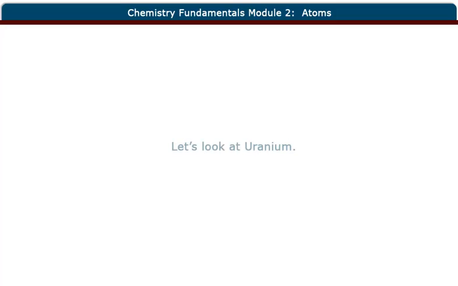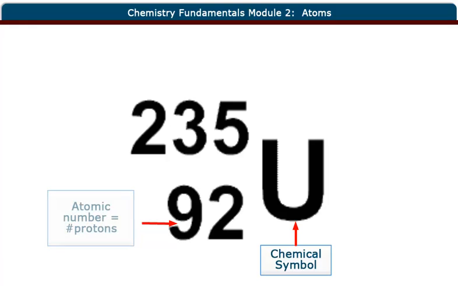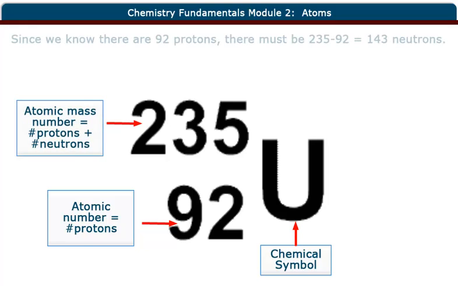Go ahead and find the element uranium on your periodic table. The chemical symbol for uranium is simply U. The atomic number for uranium, or number of protons in one atom of uranium, is 92. The atomic mass number, or number of protons and neutrons, is 235. Since we know there are 92 protons, we can easily calculate the number of neutrons by subtracting 92 from 235 and getting 143 neutrons.